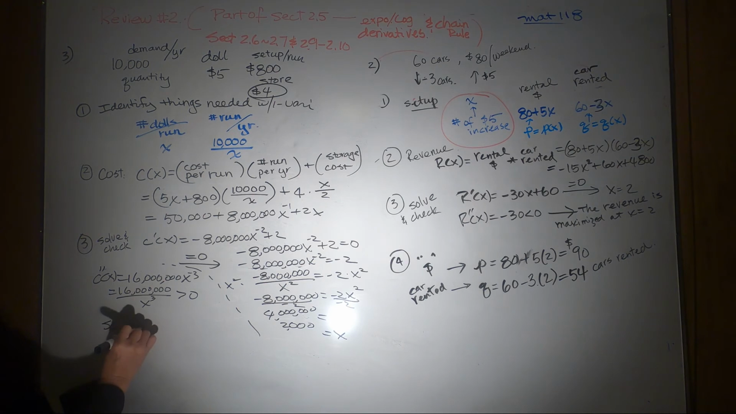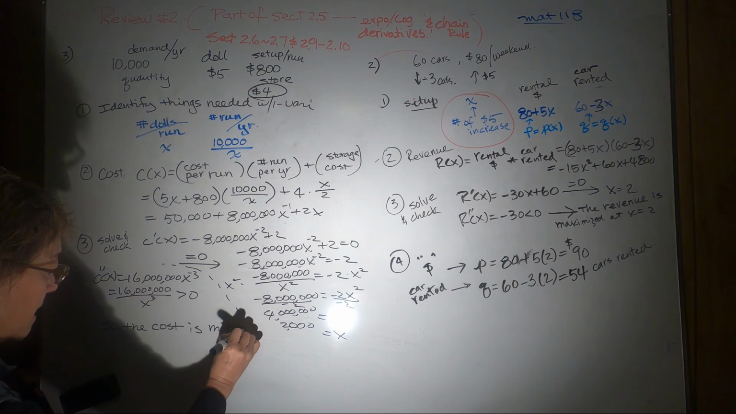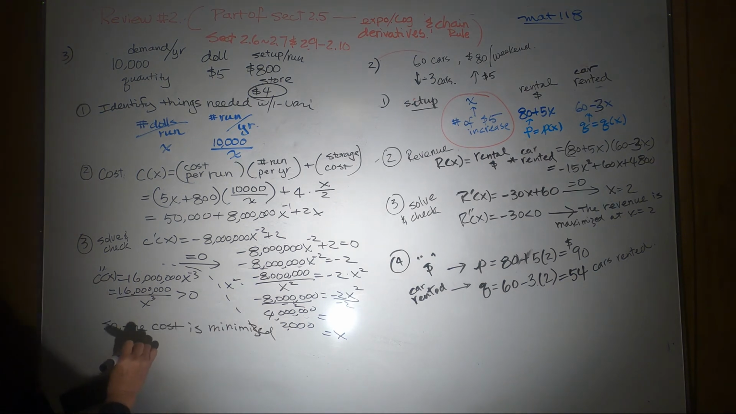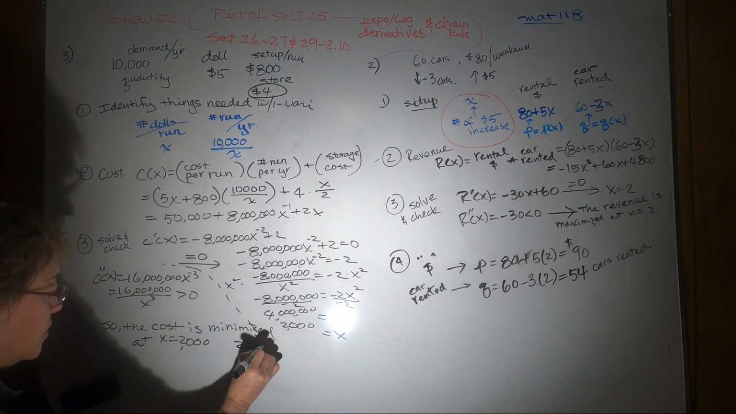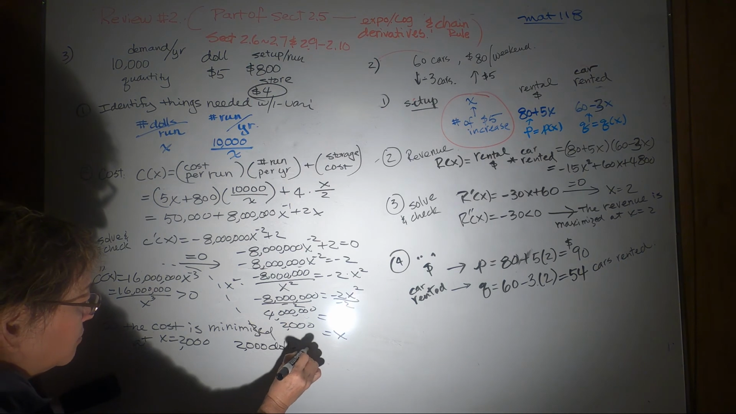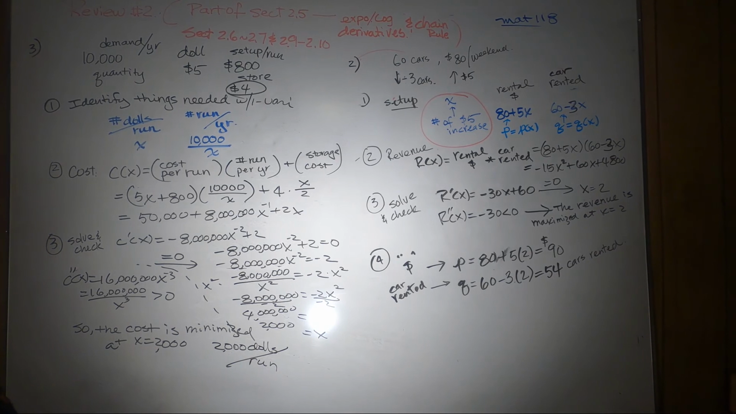So the cost, C of x is cost, right? The cost is minimized or maximized? Greater than 0, the opposite is what? Minimized. At what? X equals 2,000. Then what does 2,000 mean? You will do what? $2,000 per production to produce that way. Right?